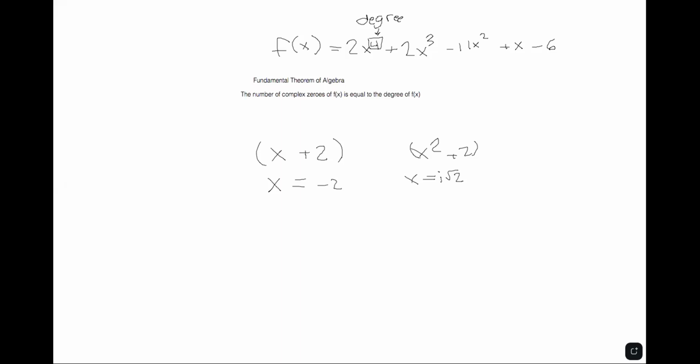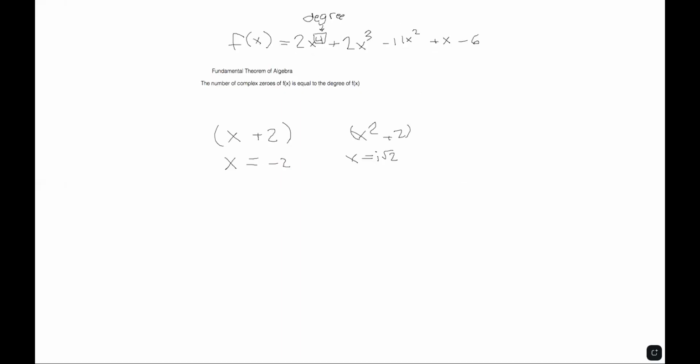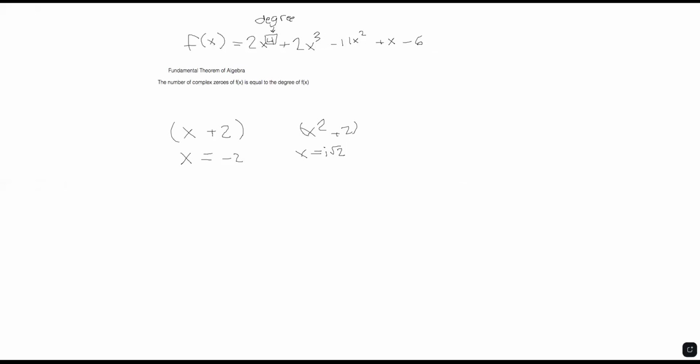Okay. So our answer for part A, it's going to have a maximum of 4 zeros because the degree is 4. Maximum of 4 zeros.